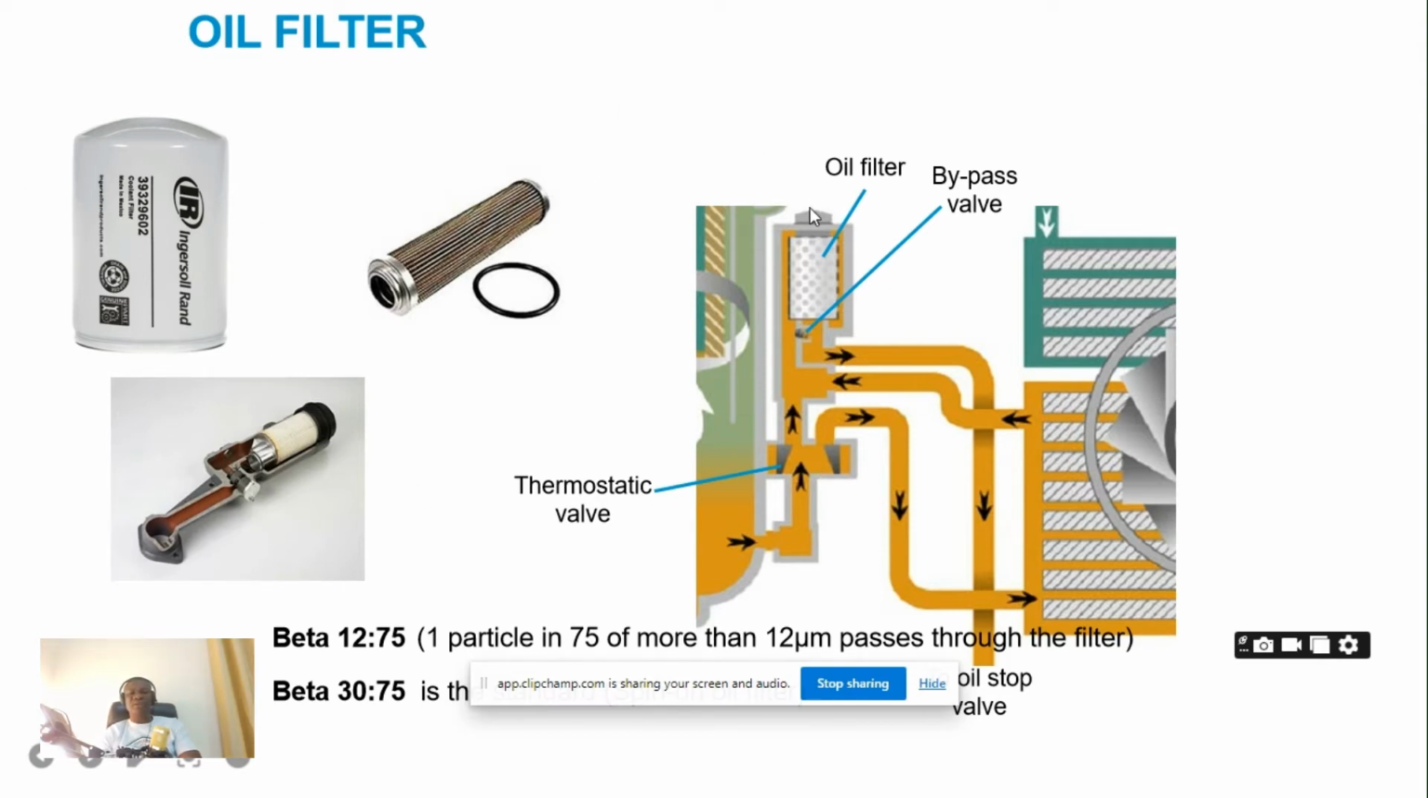What the oil filter does is basically to remove any contaminants which might be in the cooling system, like the aftercooler, the oil cooler, any contaminant that could go into the compressor, into the oil system. Before you re-inject it to the service stage, you first filter it. So that is the work of an oil filter.